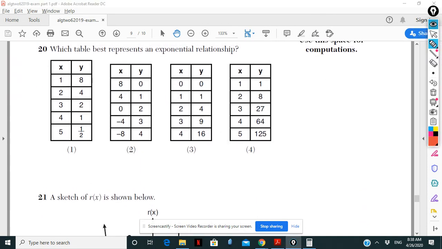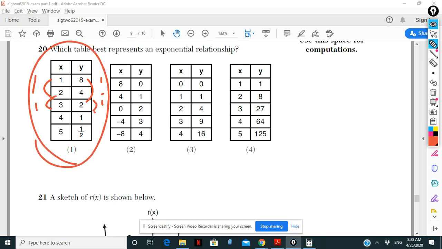Which table best represents an exponential relationship? So I'm checking here. One has the amount, now one has the amount. So let's follow the pattern. It's decreasing by half. So the answer is going to be 1.